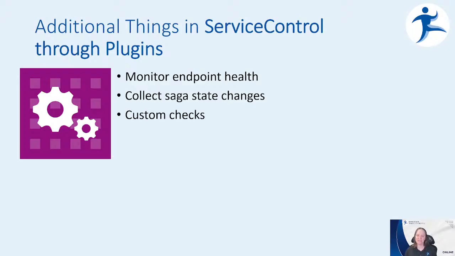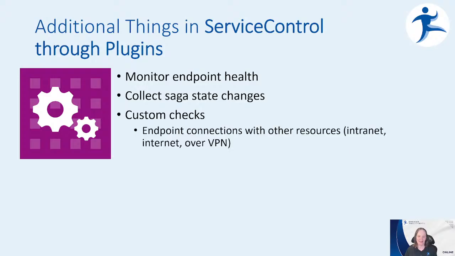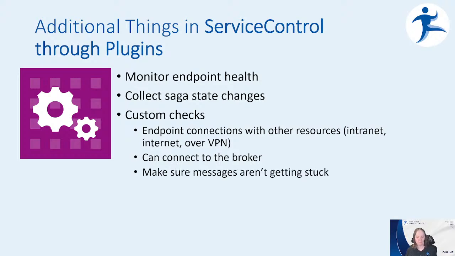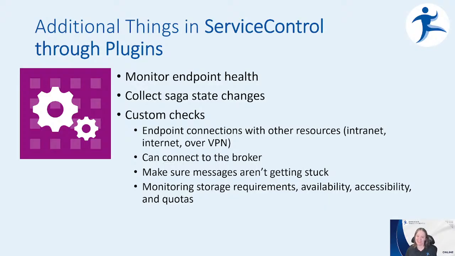Custom checks allow you to do things like look at endpoint connections to other resources. Do you have that connection to the intranet you're looking for, or the connection to the internet, or the VPN connection? Make sure you connect to the broker. That's kind of important. Make sure messages aren't getting stuck. Are they sitting in a queue, failed and not getting retried? Are they going into dead letter queues? You can watch for these. Also, monitoring your storage and all the other requirements that come with that, the availability, the accessibility, any storage quotas, all of that can be taken care of in ServiceControl through plugins.